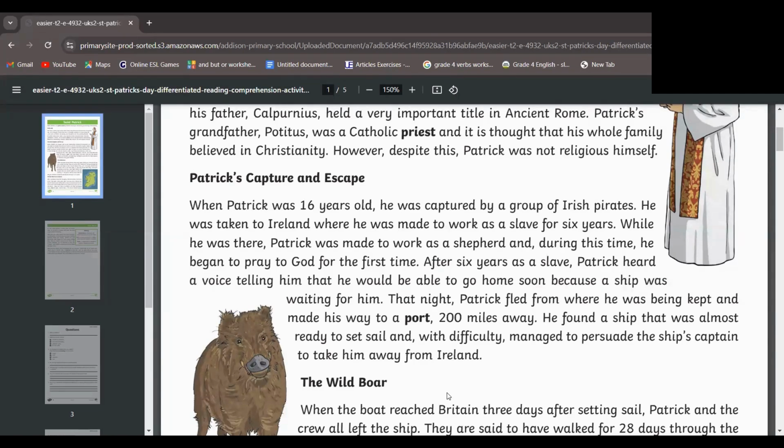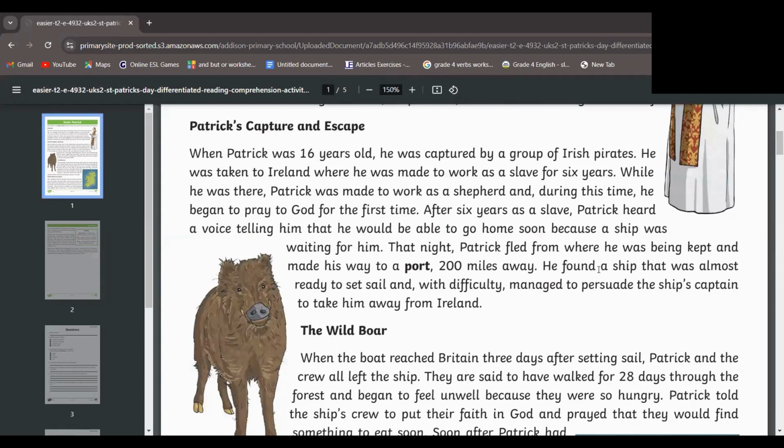That night, Patrick fled from where he was being kept and made his way to a port 200 miles away. He found a ship that was almost ready to set sail, and with difficulty managed to persuade the ship's captain to take him away from Ireland.